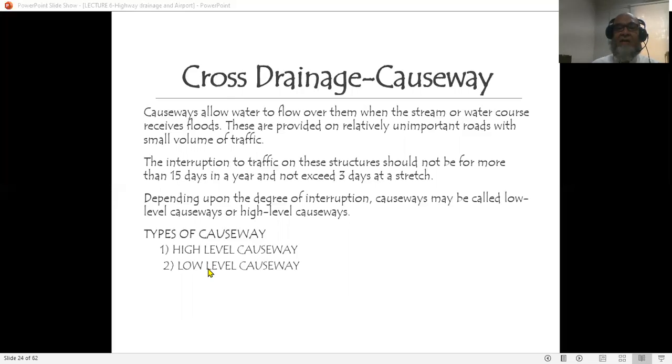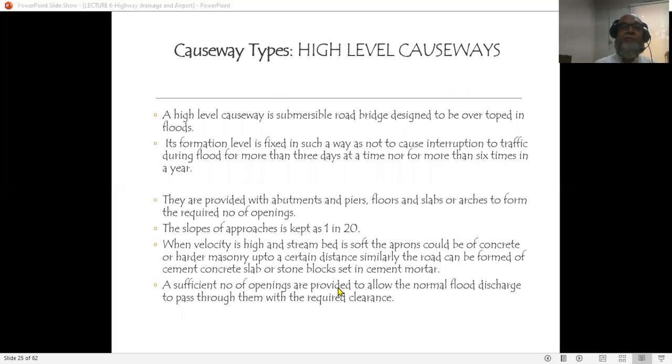And then, as the name suggests, there are low level causeways. They will be designed at least 50% above the expected water level. So it depends upon how you raise your structure. A high level causeway is a submersible bridge that is overtopped in floods. Its formation is in such a way as not to cause interruption to traffic during floods for more than 3 to 4 days at a time, and not more than 6 times in a year.